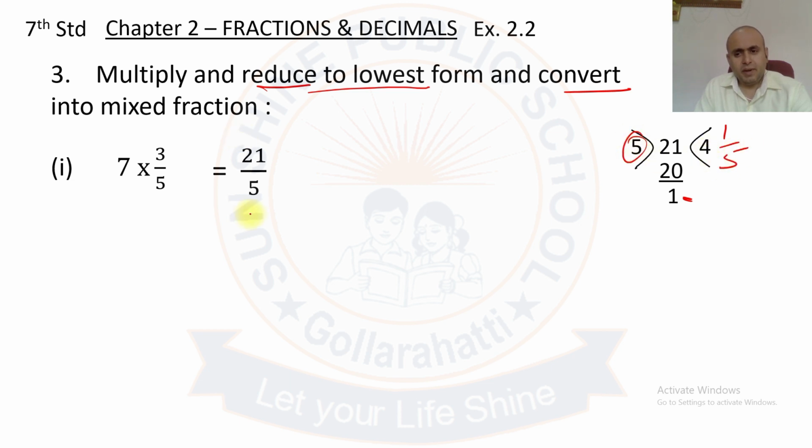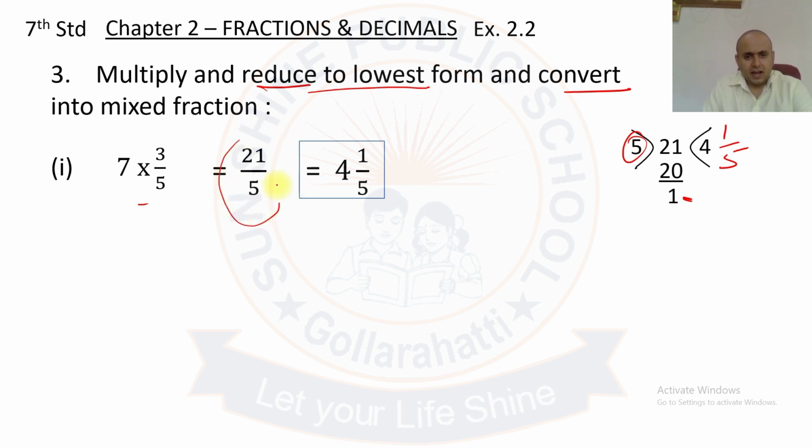Therefore 21 by 5 is converted into mixed fraction. So that becomes 4 1 by 5. So here we have multiplied and you can't reduce it further. Therefore, we have converted into mixed fraction. We cannot simplify this, so we converted into mixed fraction directly.